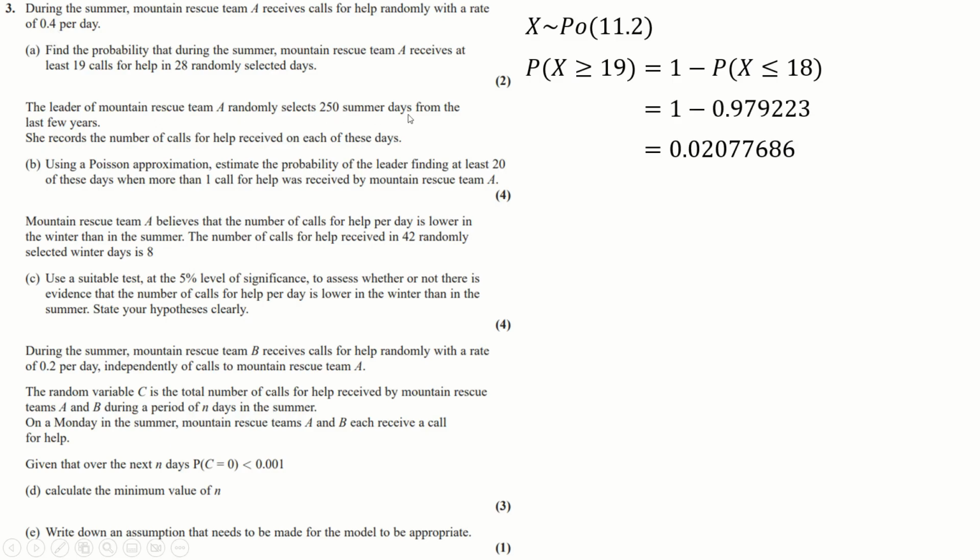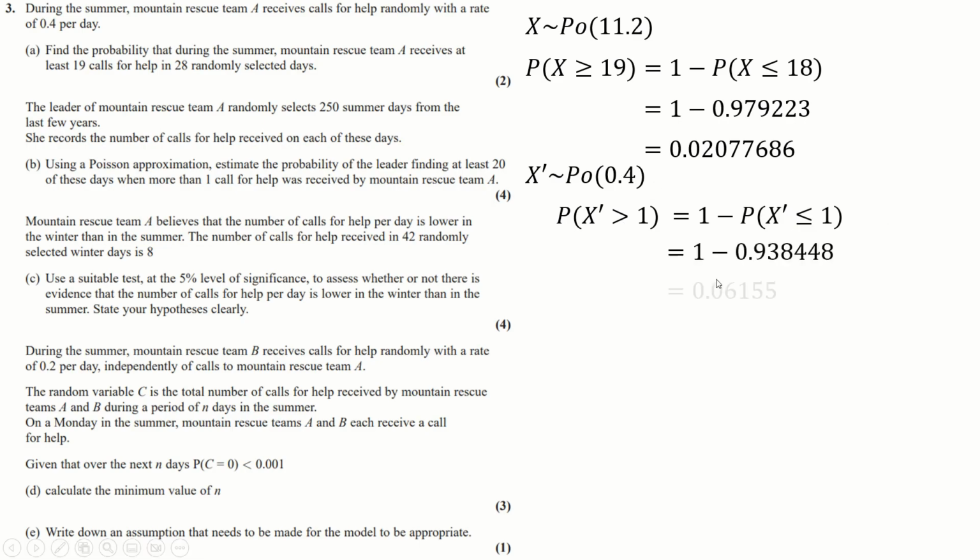Randomly selects 250 days from the last 3 years. Using Poisson approximation, estimate the probability of at least 20 of these having more than one call. Firstly, we'll say X, I'll explain that in a second, is Poisson with 0.4. So let's find the probability of getting more than one call in any given day. In one day, we get 0.4 per day on average. So the probability of getting more than one call is 1 minus the probability of less than or equal to 1. We can just do Poisson cumulative function here, and we get this, which is that. So that's the probability of getting more than one call per day.